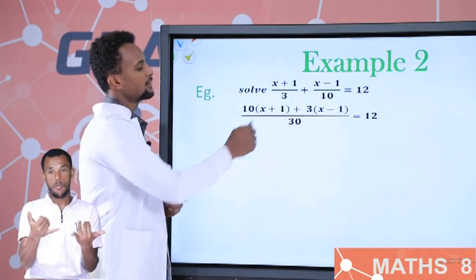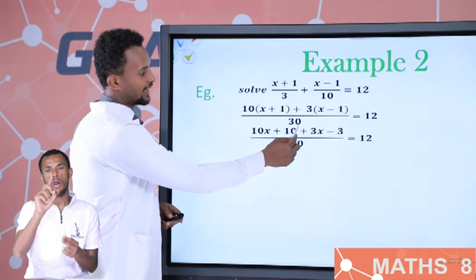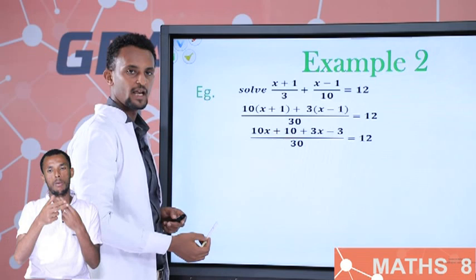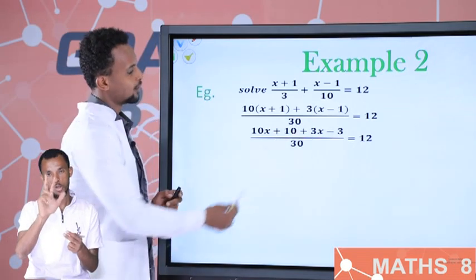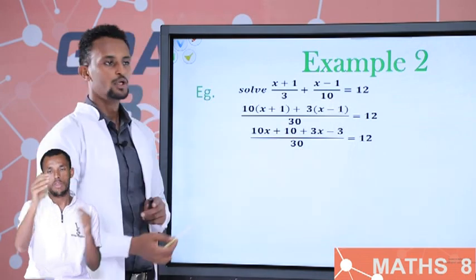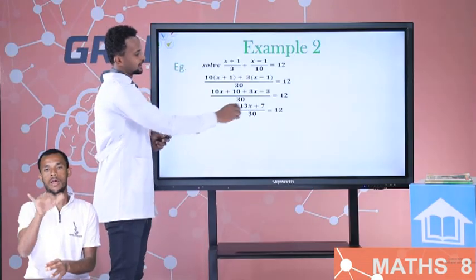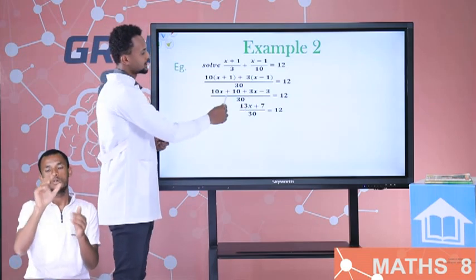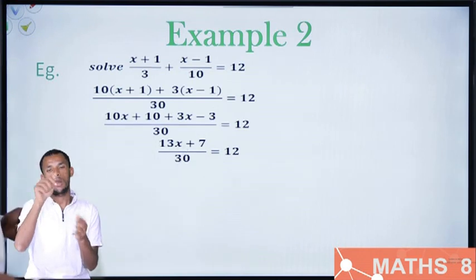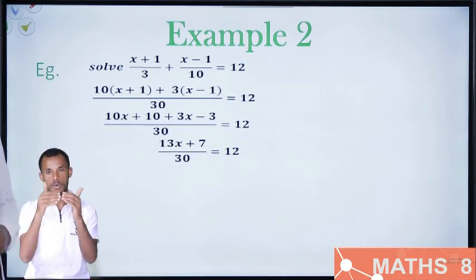Now, 10 times x is 10x, 10 times 1 is 10, plus 3 times x is 3x, minus 3 times 1 is 3, over 30 is equal to 12. Let's collect the like terms. In collecting like terms, 10x plus 3x is equal to 13x, plus 10 minus 3 is equal to 7, over 30 is equal to 12.